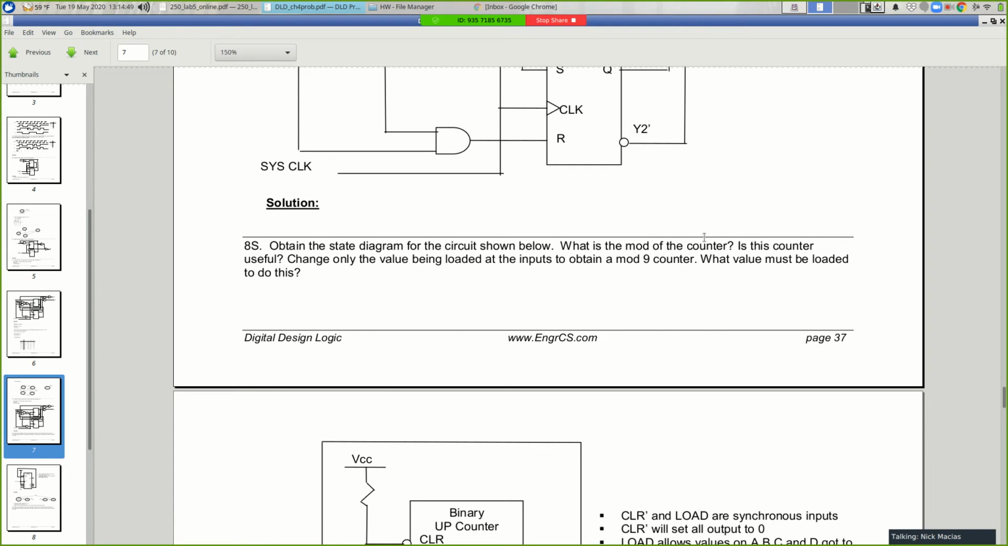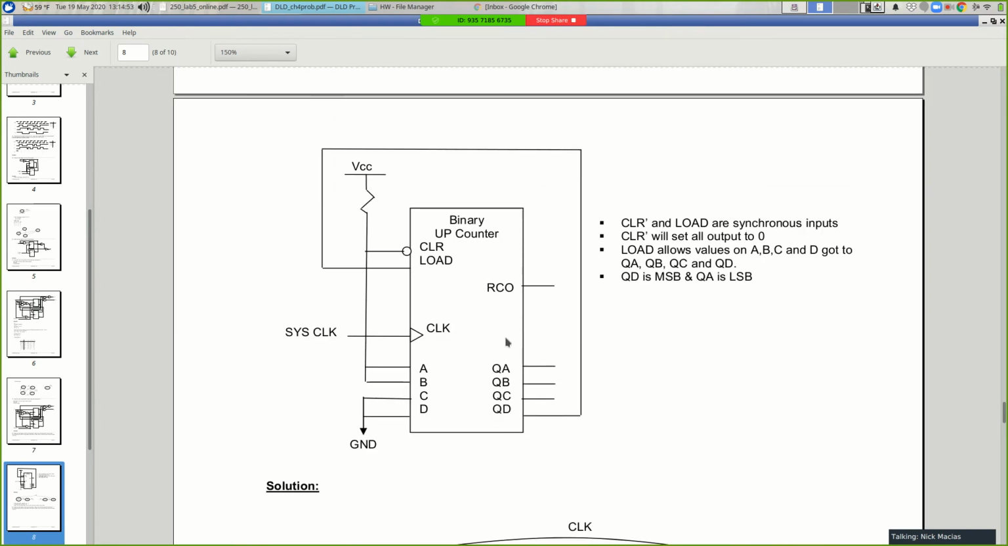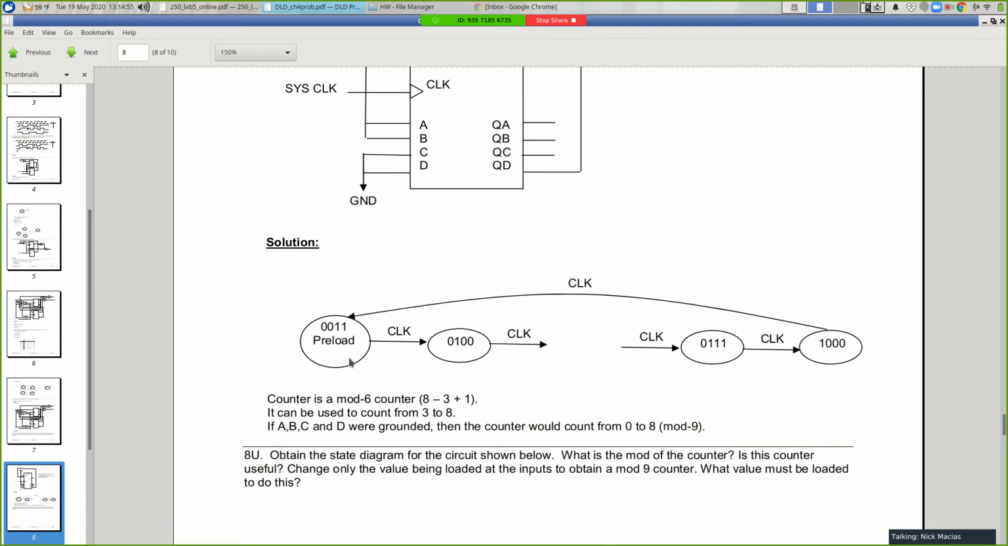So for the solved question, it asks what is the mod of this counter, and you do an analysis and you find that it counts from 3 to 4 to 5 to 6 to 7, and then to 8, and then back to 3. So this solved problem has outputs 3, 4, 5, 6, 7, 8. 6 different outputs. That makes it a mod 6 counter. Okay, it can be used to count from 3 to 8.